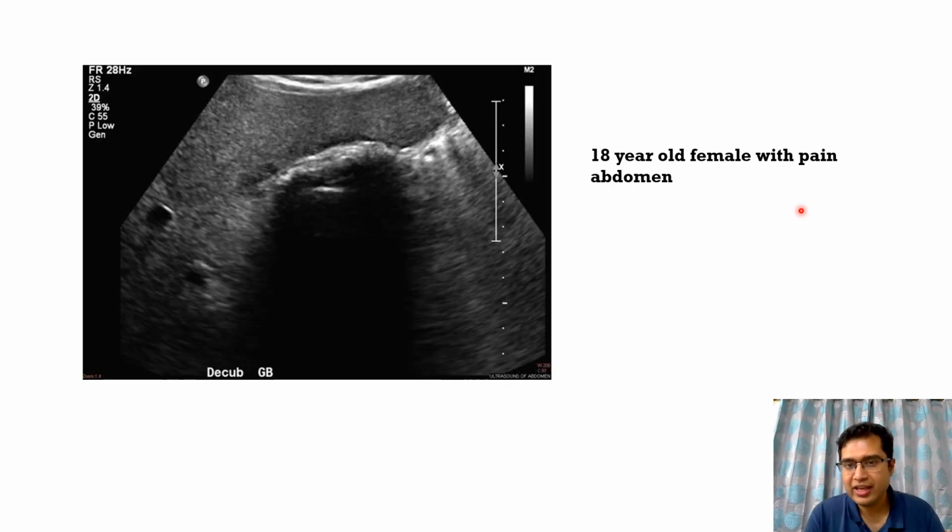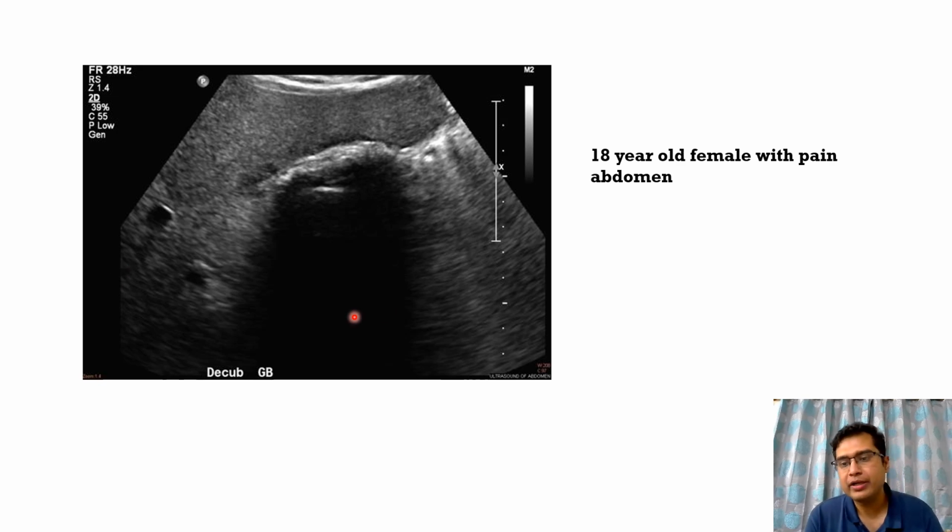So here we have an interesting case of an 18-year-old female with pain abdomen, where the probe is kept in the right hypochondrium, where in the GB fossa we can see on ultrasound linear echogenicity along with posterior acoustic shadowing, a typical wall echo shadow sign, suggestive of cholelithiasis with a contracted gallbladder. So a diagnosis of cholelithiasis will be given in this case, but in any case of cholelithiasis, we have to remember it can present as discrete echogenic calculi within the lumen of the gallbladder, which can be measured separately, or as a wall echo shadow sign.